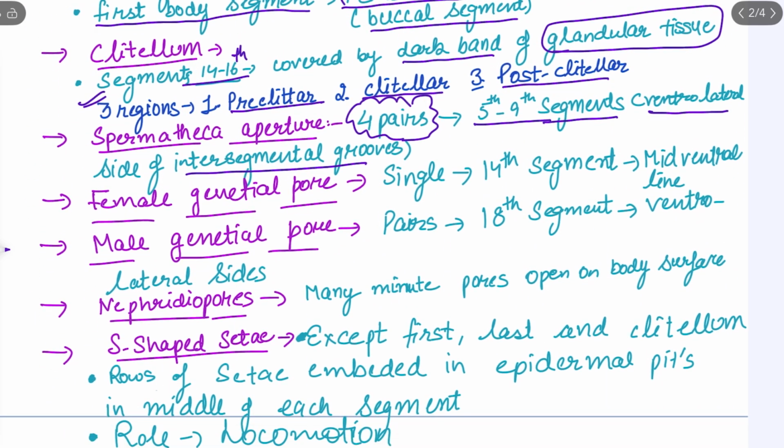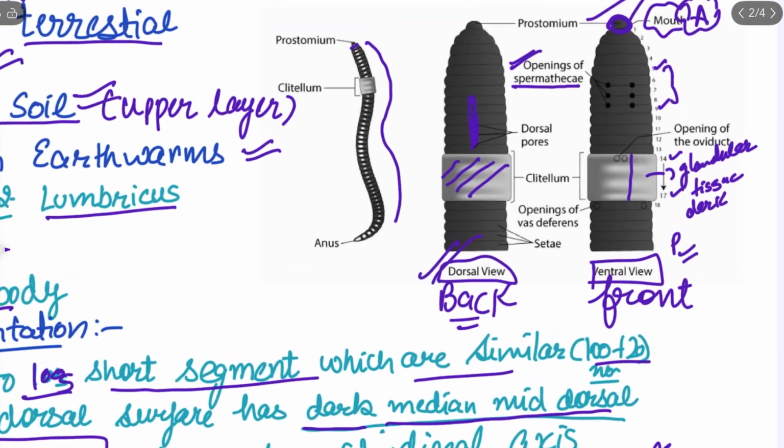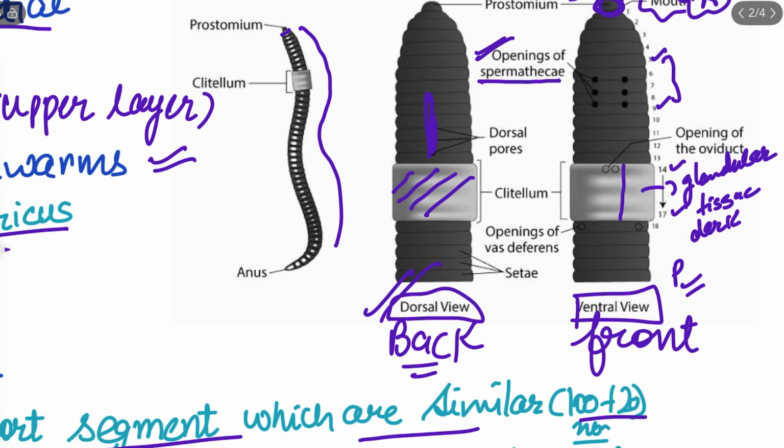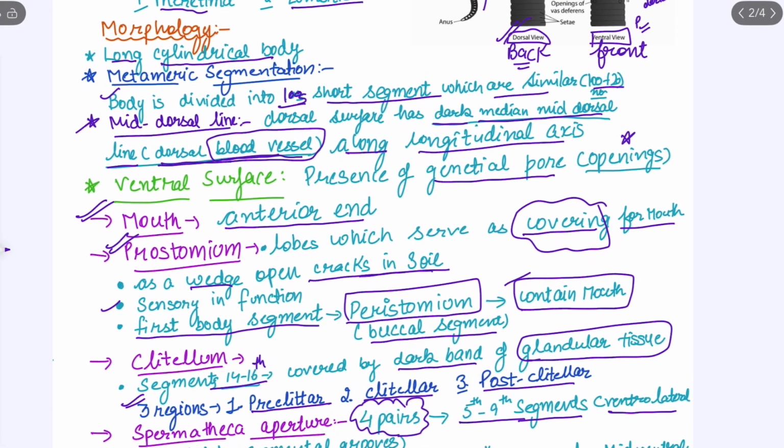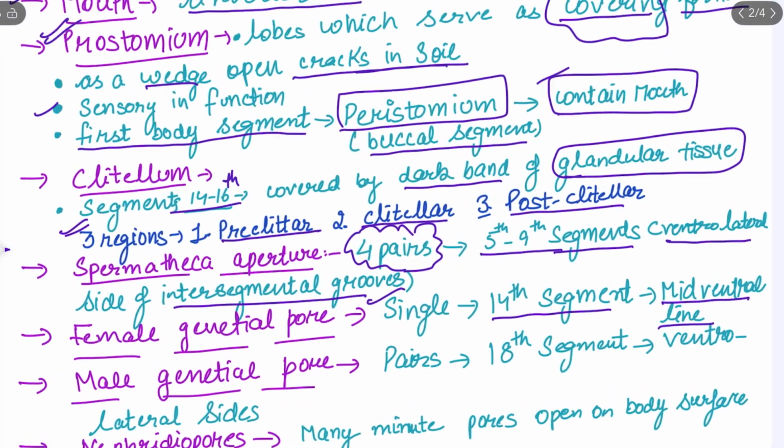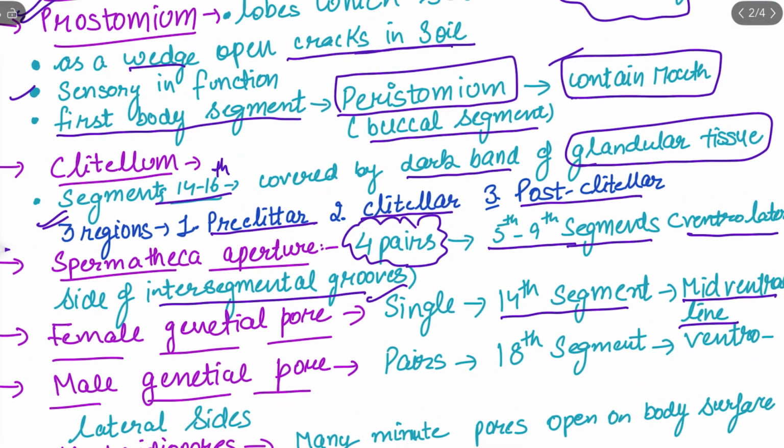Next is the female genital pore. It is a single pore and present at the 14th segment, on the mid-ventral line. In this diagram it is not shown, but yes, at the middle of the 14th segment, on the mid-ventral line, there is a single female genital pore.